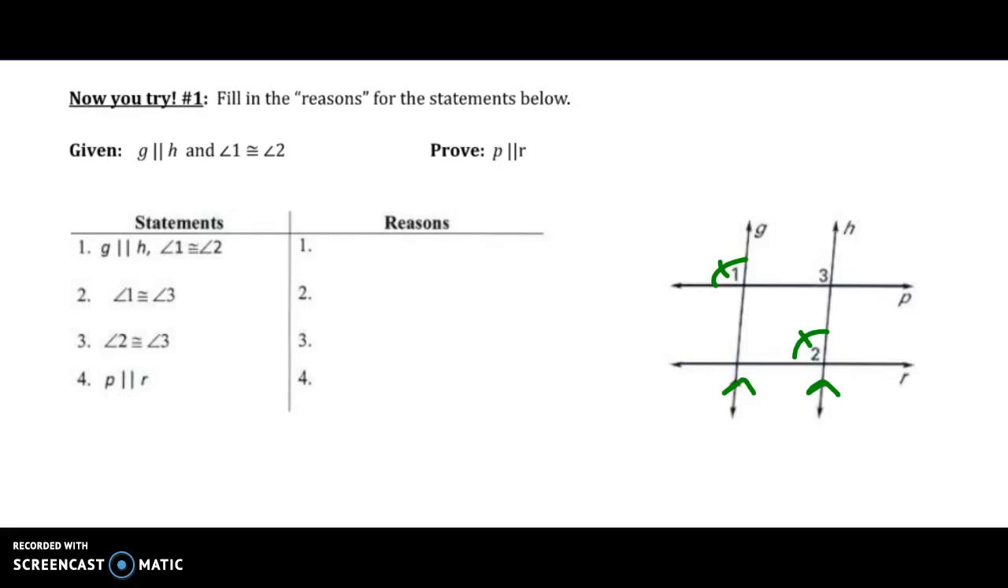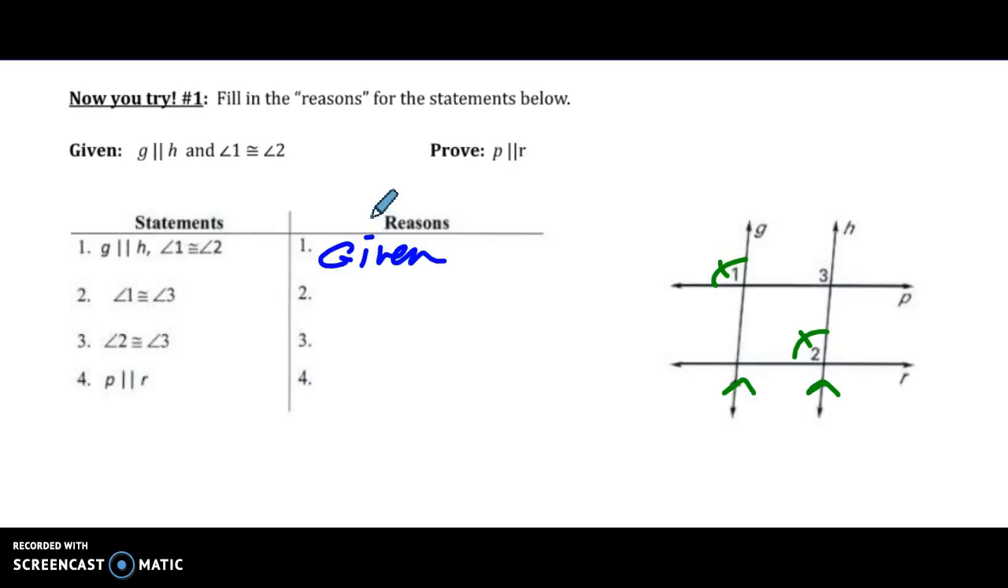Some of the steps are more condensed than what I am requiring of you in this unit. We will see later on for other proof problems that you can condense some of the steps, but again, we're in the learning phase, so I would prefer that you do the steps that we need. So we know the reason for the first statement, I at least hope at this point, is given. Right? They gave us that information.